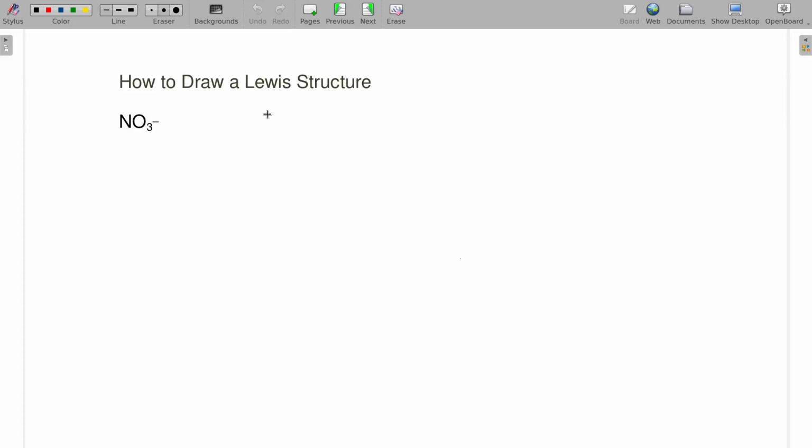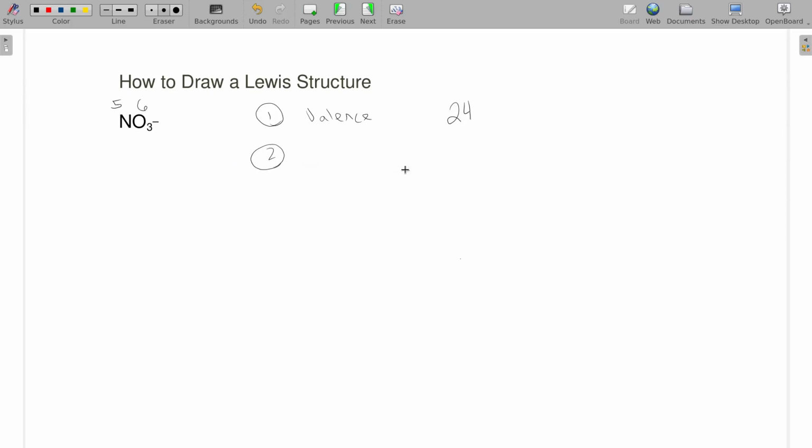All right, so remember, first thing we're going to get is our valence electrons for the entire molecule. Nitrogen has 5 valence electrons. Each oxygen has 6. That negative adds 1 more. So this molecule has 24 valence electrons.